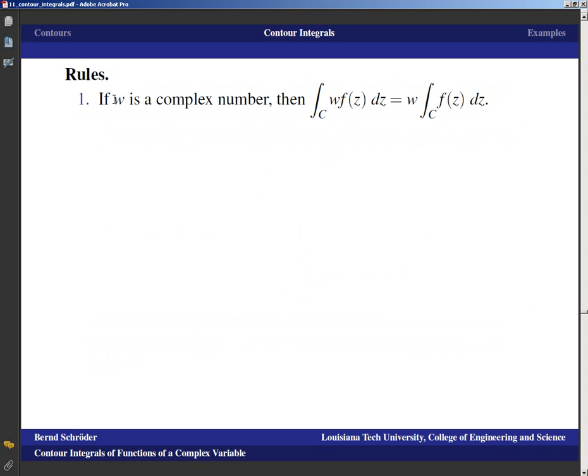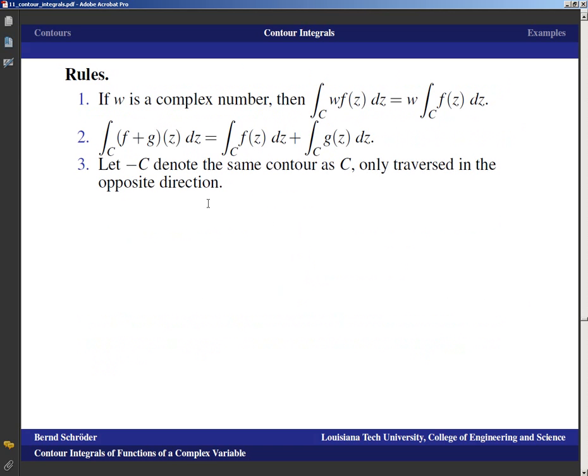Well, scalars can be factored out just as before, so if you integrate w f of z, then that's w times the integral of f of z, if w is a complex number. The integral of a sum is the sum of the integrals, and if negative c is the same contour as c only traversed in the opposite direction, then z of negative tau with negative b smaller equal tau smaller equal negative a is a parameterization of that contour.